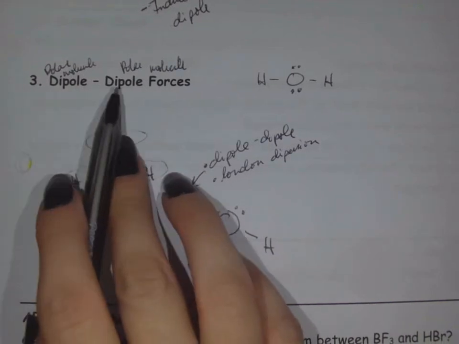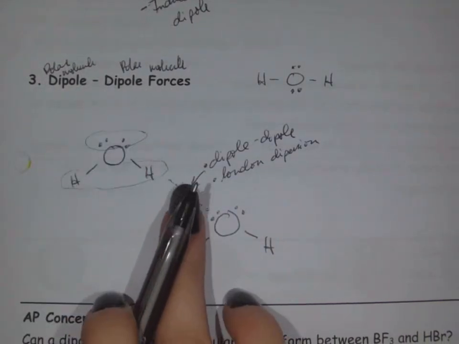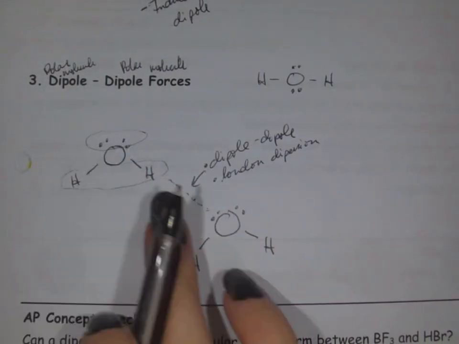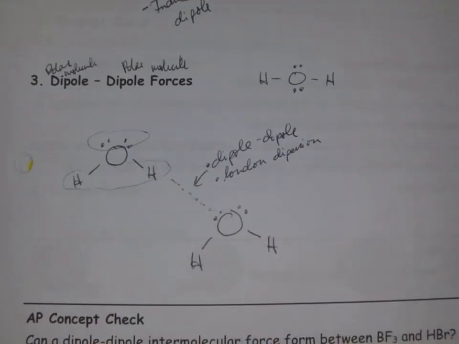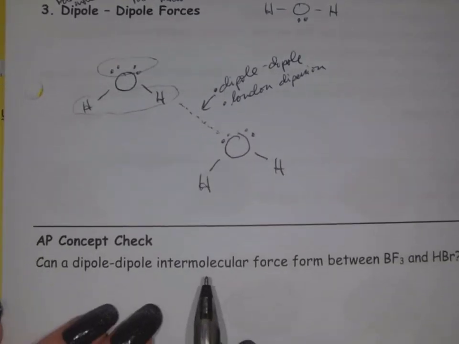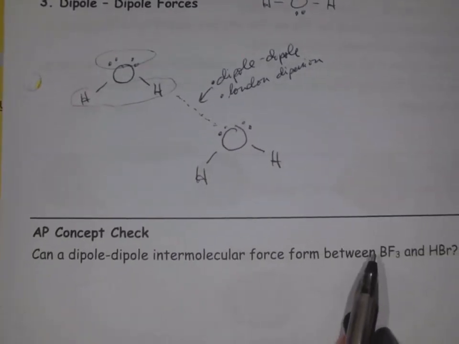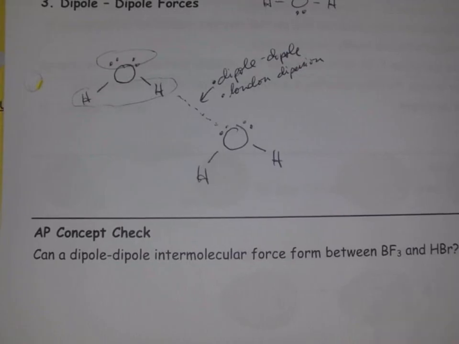Again, dipole means that it's an attraction between two polar molecules, right? Not as strong as our ion attractions, but one of the stronger IMFs. Alrighty, nice. So we have a question here. Can a dipole intermolecular force form between BF3 and HBr?